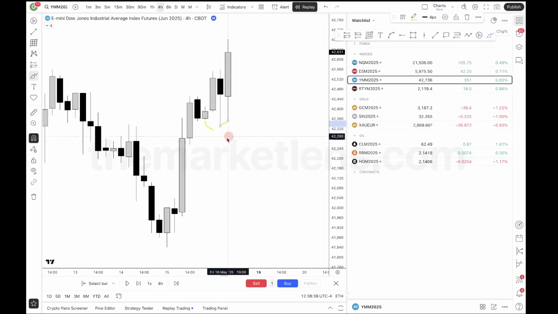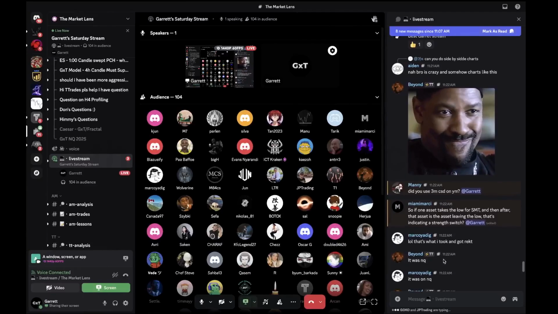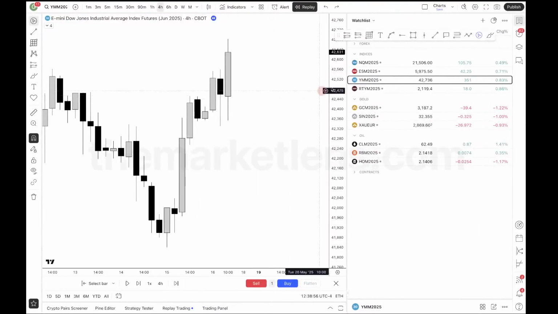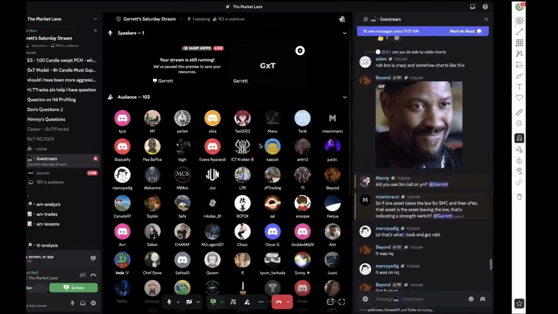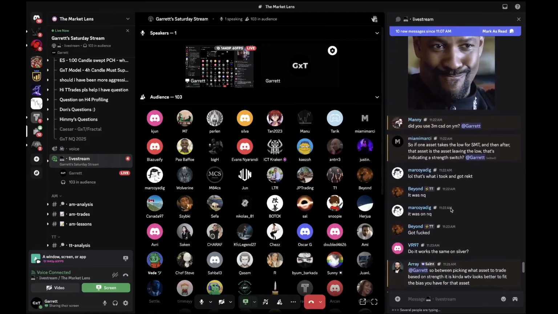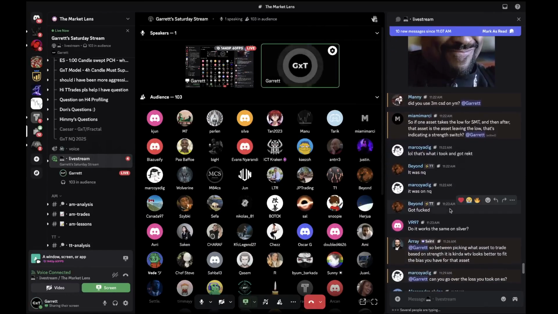Here's the 2-stage SMT that we saw. So if one asset takes a low for SMT, and then after, the other asset is leaving a low, that's indicating, yeah, exactly. So literally right here, right? It took out the low here, but later on, it's creating a higher high. Yep, works the same on silver.